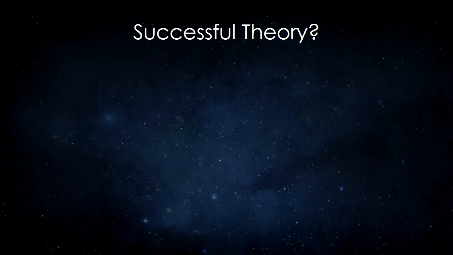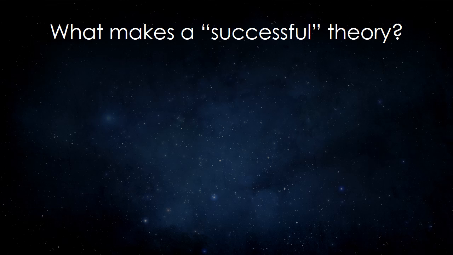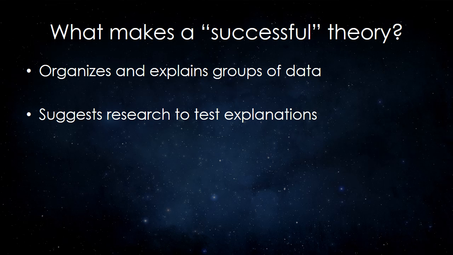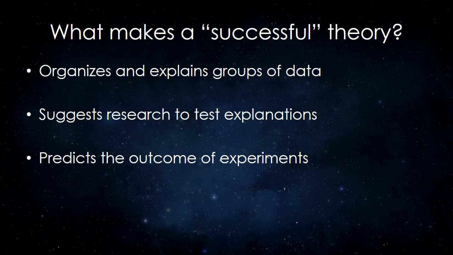Even though it took many decades for scientists to accept all of Darwin's theory, it turned out to be a very successful theory. A theory is considered to be successful if it organizes and explains groups of data, if it can suggest research to test those explanations, and if it can predict the outcome of experiments. Darwin's theory has been very successful at doing these things.